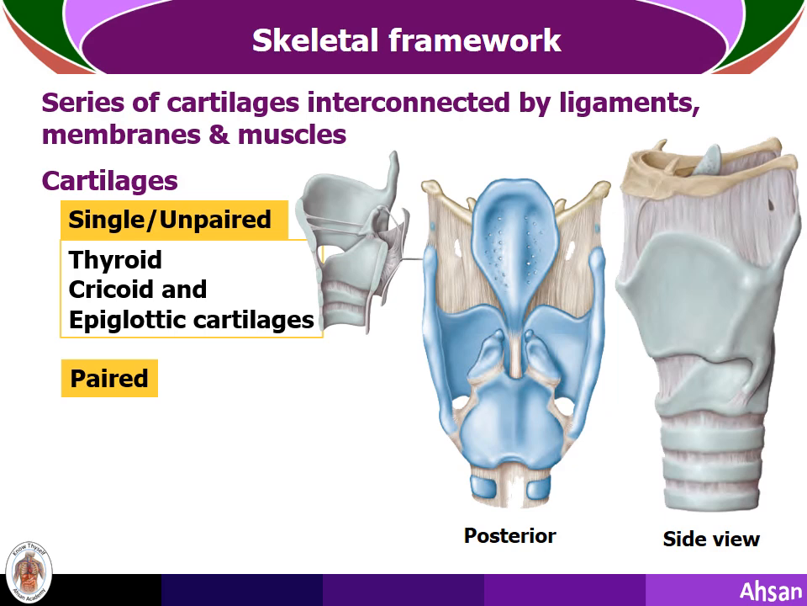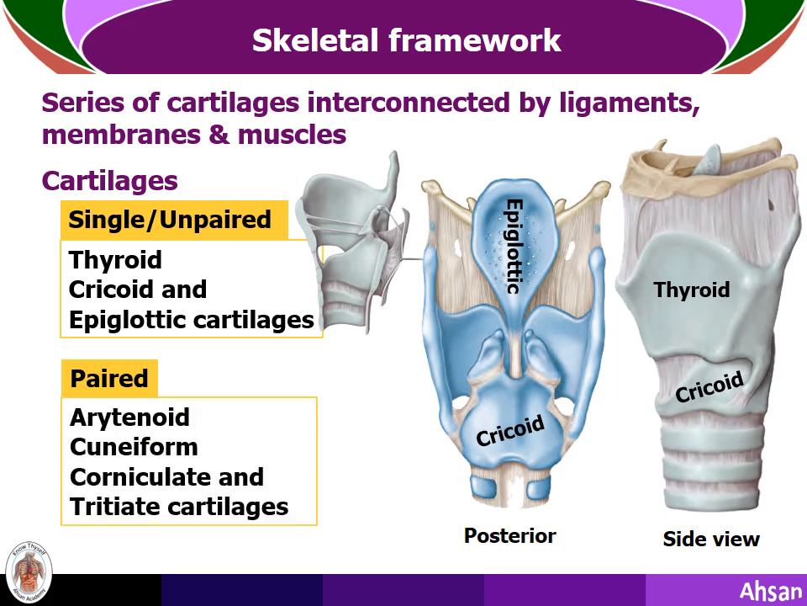I'll label it on the figure. The right figure is seen from the side and the middle figure is from the posterior aspect. So this is the thyroid cartilage and this one is the cricoid cartilage. Here this is the cricoid cartilage, and just above, on either side, the larger cartilage is the thyroid cartilage, and lastly this is the epiglottic cartilage. So these are unpaired cartilages, single, and relatively larger.